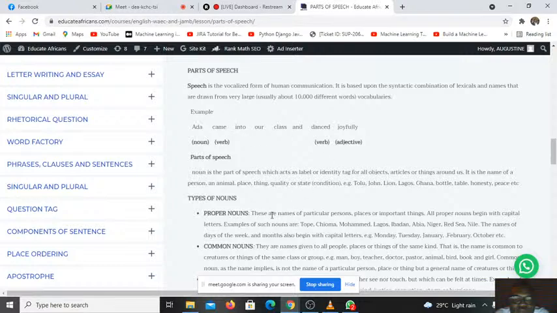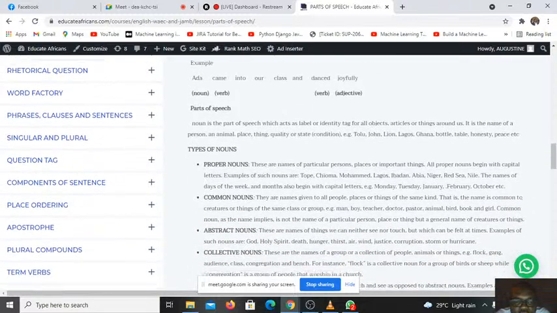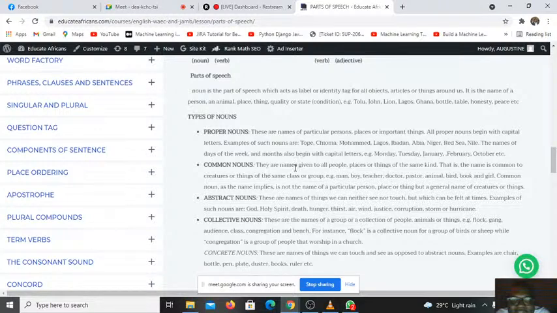So we've looked at proper nouns that must start with a capital letter. Let's look at another type of noun called common nouns. What are common nouns? Common nouns are names given to all people, places, or things of the same kind. Let's say man. We know that man is any adult male. We know that boy is every young male. Teachers are all those people that teach in the class. Doctors are those people that take care of people in the hospital. These are groups of people that you give this name, but they don't start with a capital letter like proper nouns. Examples of common nouns are man, boy, teacher, doctor, pastor, animal, bird, book, girl. So all these are examples of common nouns.